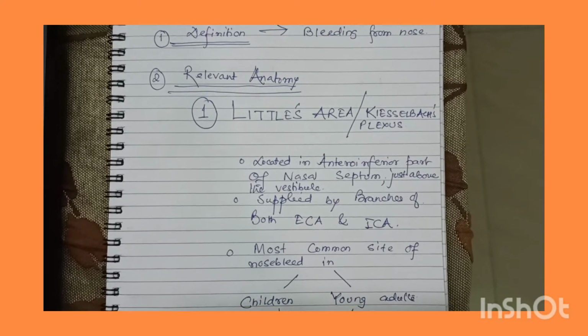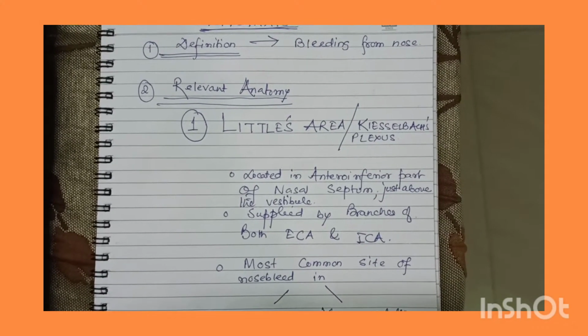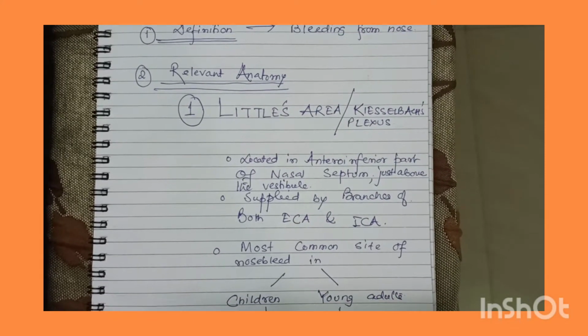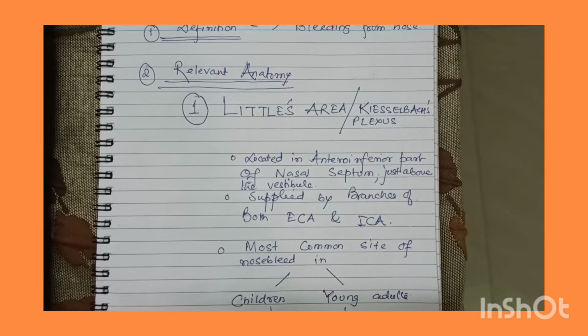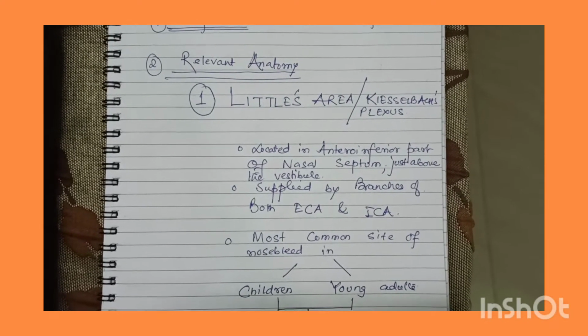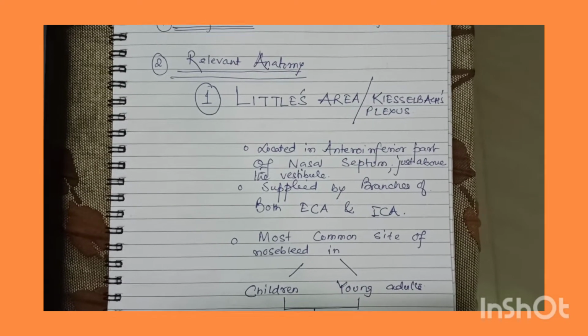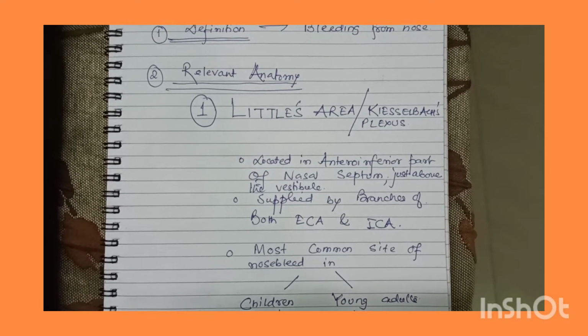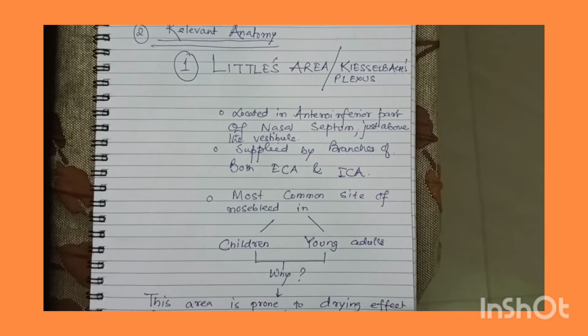As I have described in the previous slide in detail about Little's area, now I will just brief you. It is located in the anterior-inferior part of the nasal septum, just above the nasal vestibule. It is supplied by branches of both the external carotid artery and internal carotid artery. It is the most common site of nasal bleed in children and young adults.